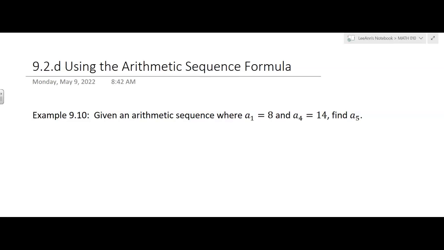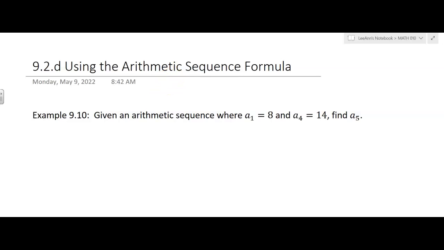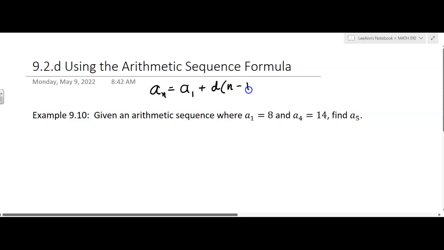Okay, so we're going to use the arithmetic sequence formula for this problem. Now, just as I'm thinking of it here, you're going to want a good note page for the final exam because there's a lot of formulas, and you're going to want to be able to find them when you need them. So you might want to do it by chapter, but this is going to be the arithmetic sequence formula right here.